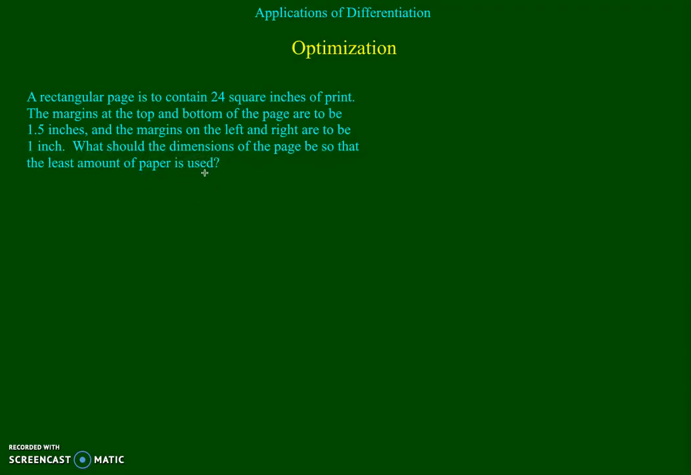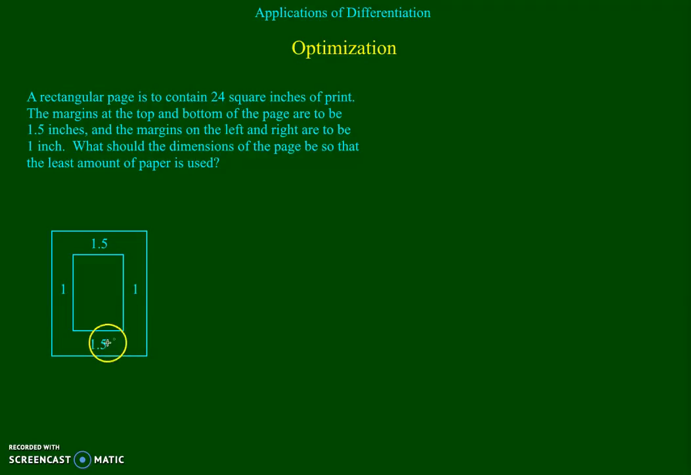Let's go ahead and bring up a visualization of this. What we have is the margins of the paper, and this represents the text. So the left and right are 1 inch, top and bottom 1.5 inches. What we're trying to do is find the least amount of paper used, which is going to be area. So we're going to have to come up with an expression for the area of the page.